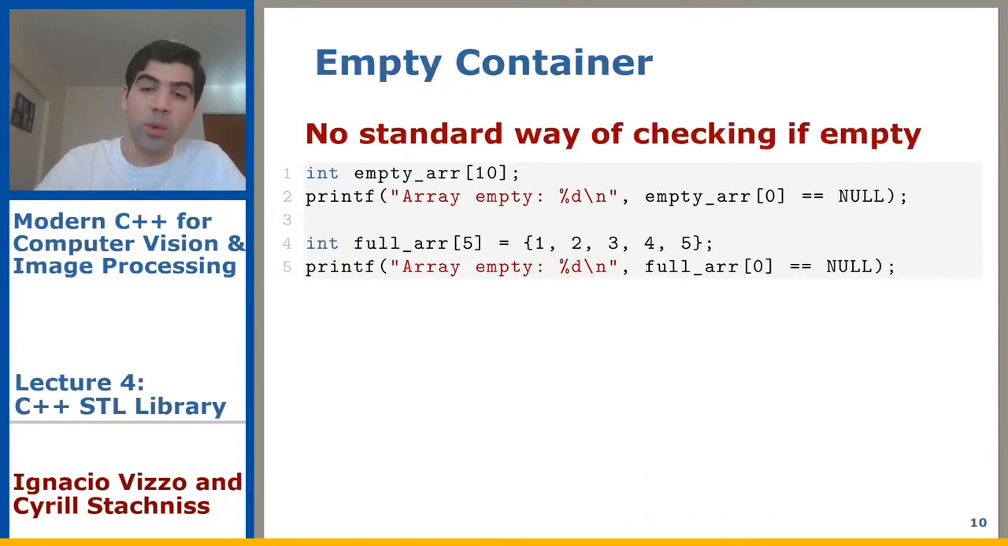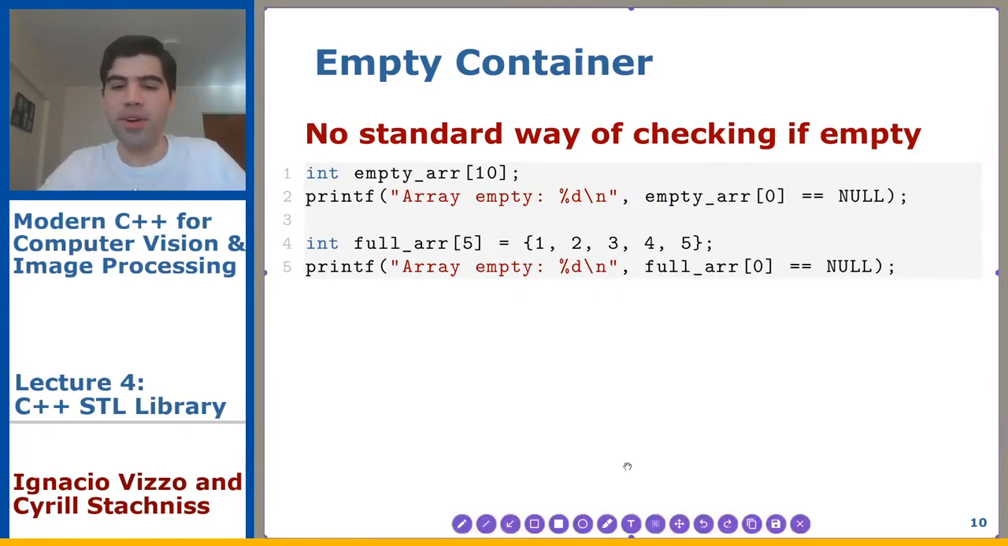Moving forward, how do we check if a C array is empty? There is no really standard way of checking it. One thing you can do is compare, for example, whether all the elements are equal to null, which means that there is no memory allocated for the array, and then you kind of know if it's empty or not.